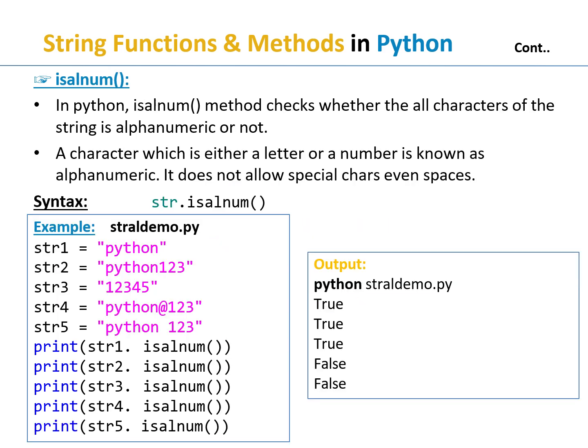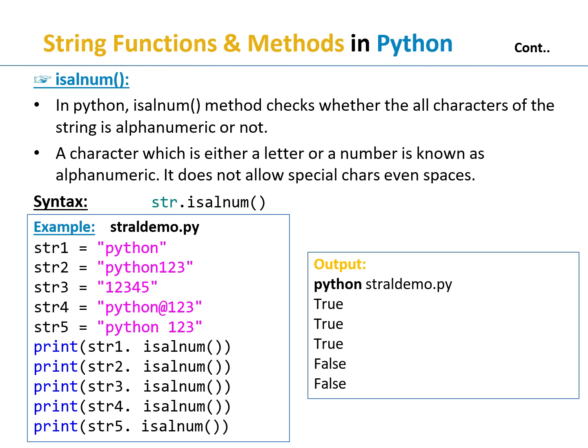Another method of the string is isalnum. In Python, the isalnum method checks whether all characters of the string are alphanumeric or not. A character which is either a letter or a number is known as alphanumeric. It does not allow spaces or special characters. The syntax of isalnum is str.isalnum(). Here is an example program for isalnum.